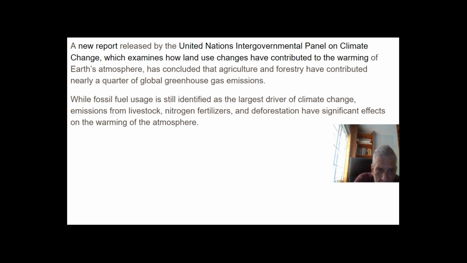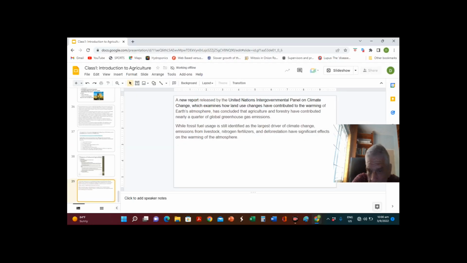So inorganic fertilizers contribute to the greenhouse effect because the Haber cycle, where nitrogen is made, uses vast amounts of fossil fuel. Okay, so that basically covers this presentation.